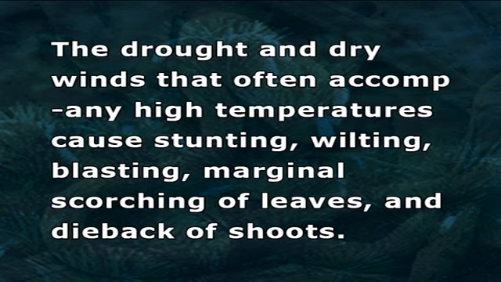The drought and dry winds that often accompany high temperature cause stunting, wilting, blasting, marginal scorching of leaves, and dieback of shoots. Leaf scorch is common on trees in exposed locations following hot, dry, windy weather when water is lost from leaves faster than it is absorbed by roots. Leaf scorch and sudden flower drop are common indoor plant problems because the humidity in a home, an apartment, or an office is usually below 30%.